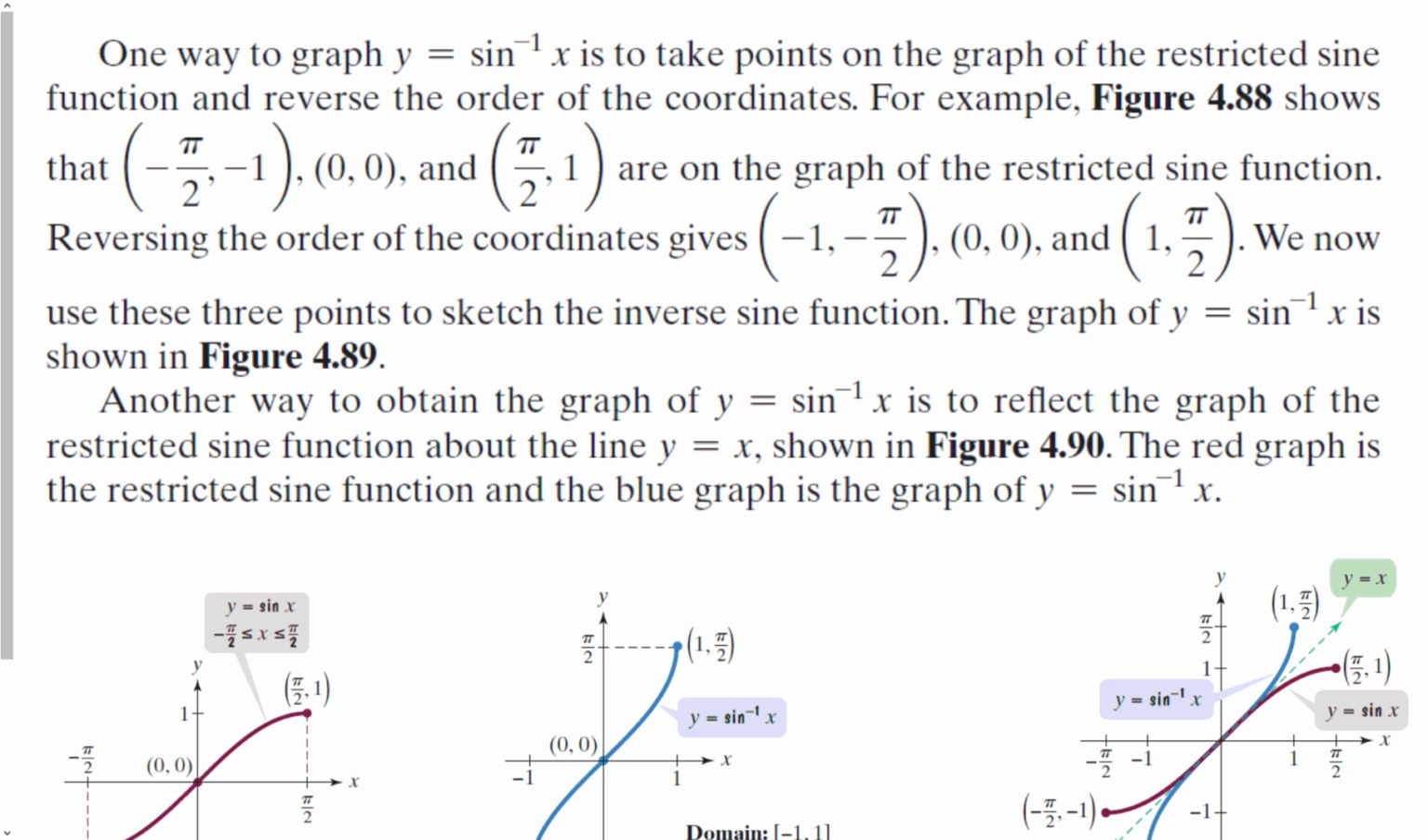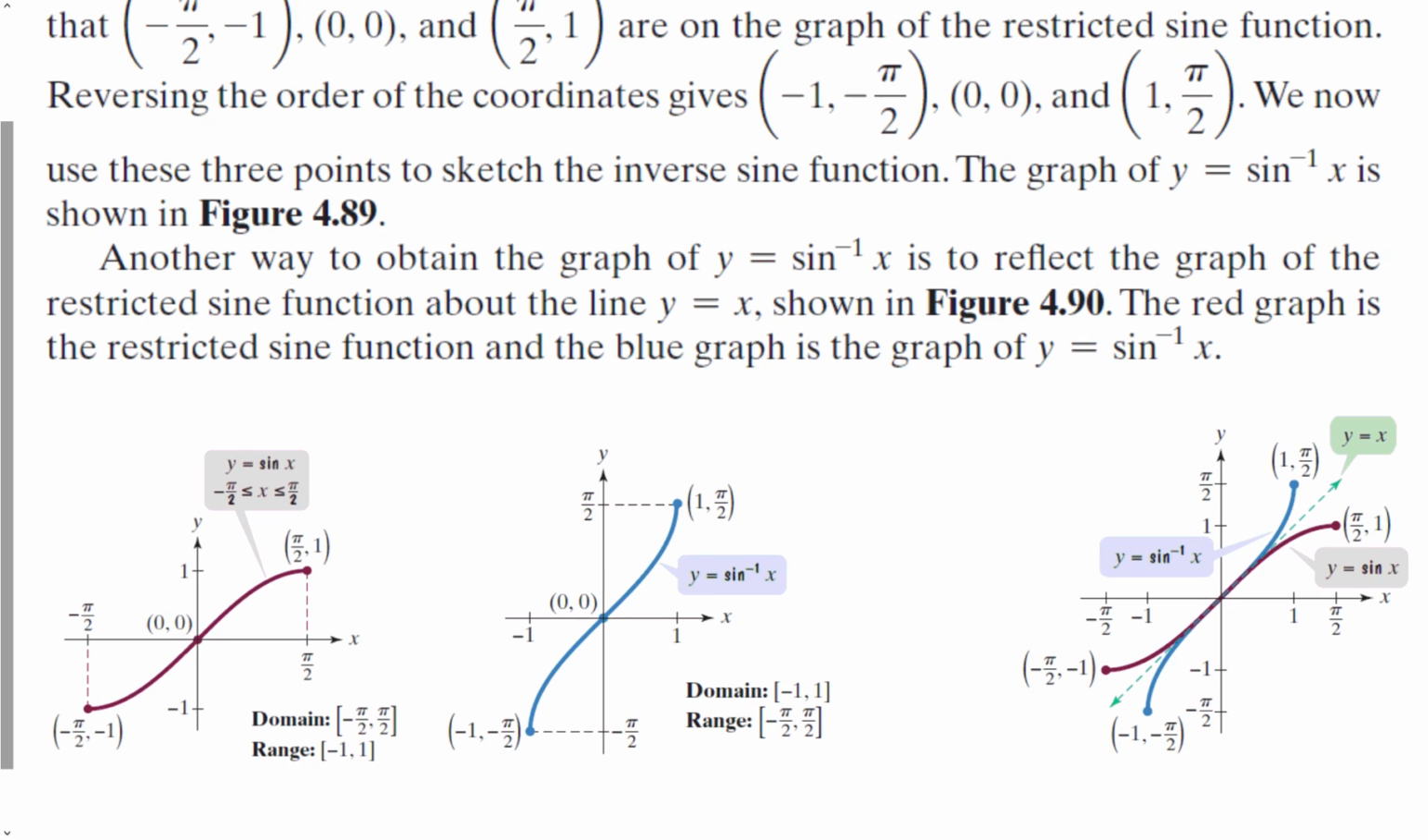One way to graph the inverse sine is to take the points on the graph of the restricted sine function, like these three key points, (-pi/2, -1), (0, 0), and (pi/2, 1), and flip them around to give me (-1, -pi/2), (0, 0), and (1, pi/2). And then we would use those three points to sketch the graph.